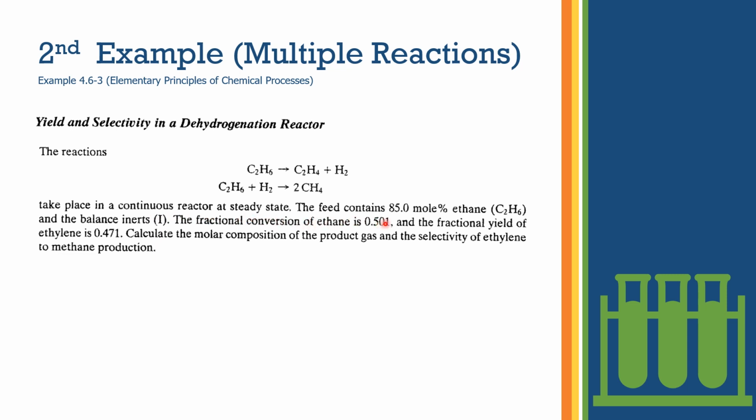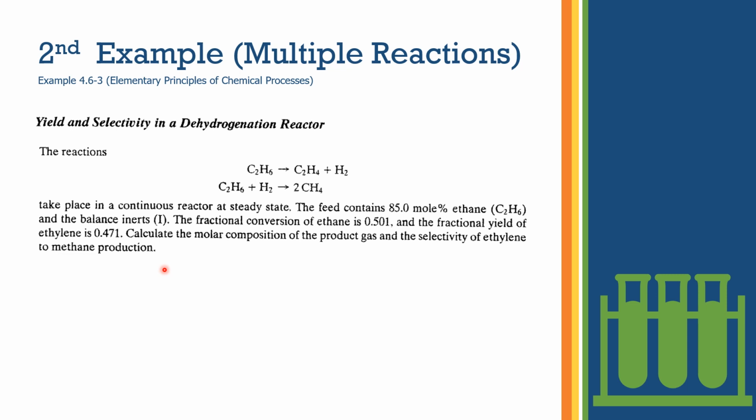The feed contains 85% mole of ethane and the balance inerts. The fractional conversion of ethane is 0.501 and the fractional yield of ethylene is 0.471. Calculate the molar composition or molar fraction of the product gas and the selectivity of ethylene to methane production. So this is the 0th step, which is to read the question.